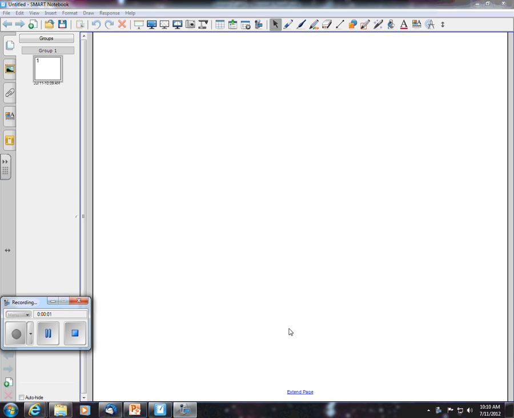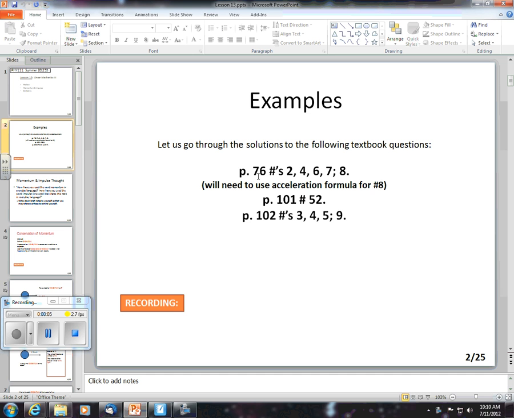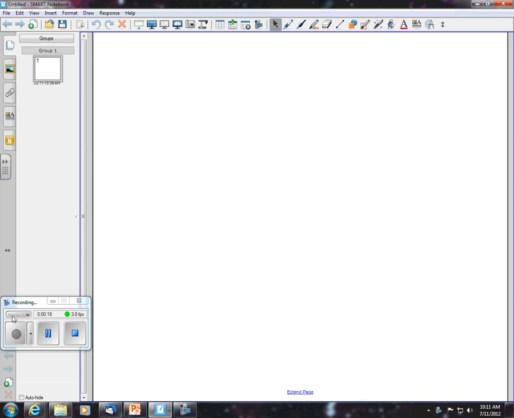Alrighty, so a few examples I wanted to go through. I have the list here actually. Page 76, 2, 4, 6, 7, 8, page 101, number 52, and page 102, 3, 4, 5, and 9. So these are to go along with Newton's laws of motion, which is forces and accelerations included, acceleration being a change in velocity over time. So let's go through these.